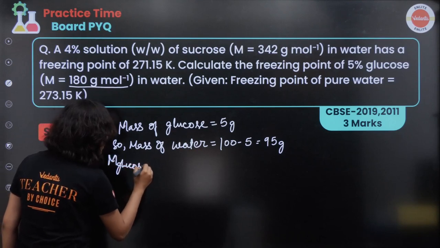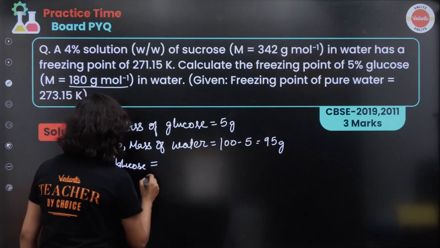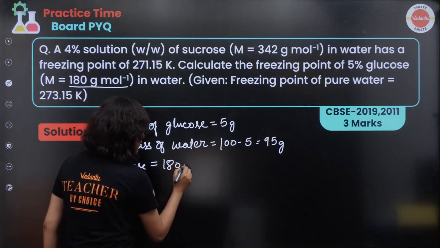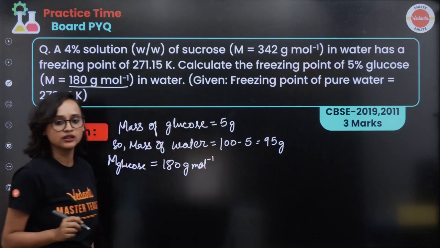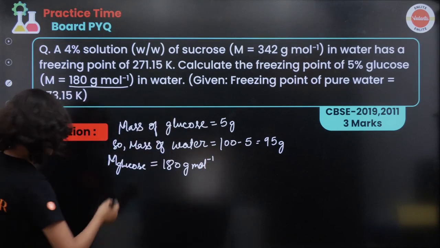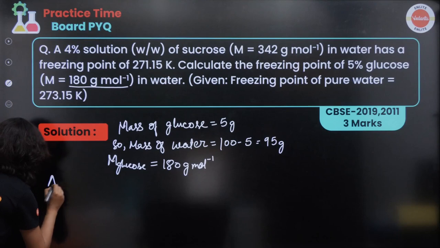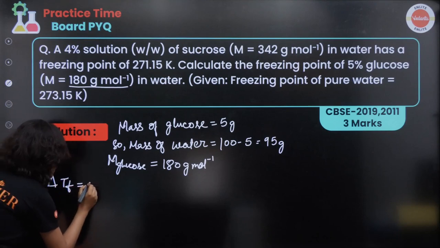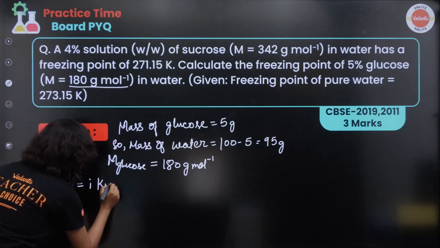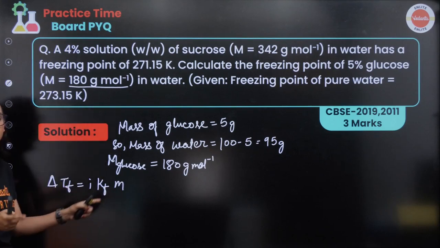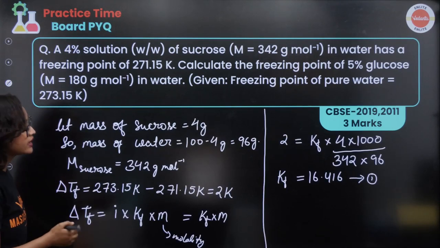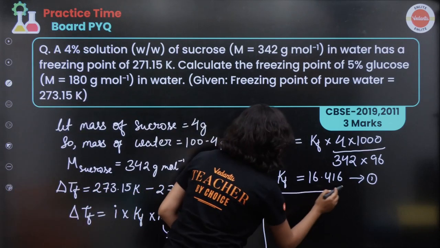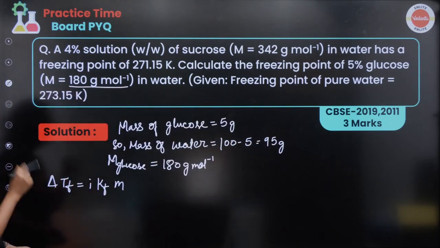Everything is given to you only, you just have to read the question properly. What are we going to do? We're going to do the same thing again. Delta TF is equal to i KF m. M is molality. i is going to be 1. And we have already calculated KF, KF is equal to 16.416. Let's substitute that value here.